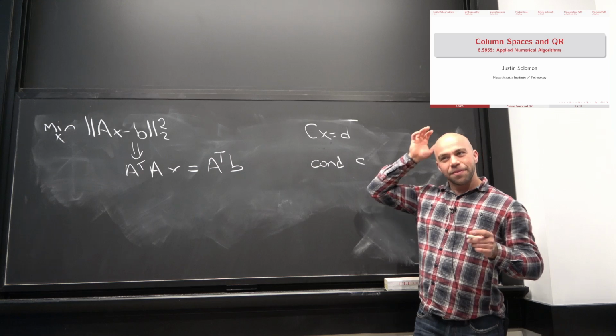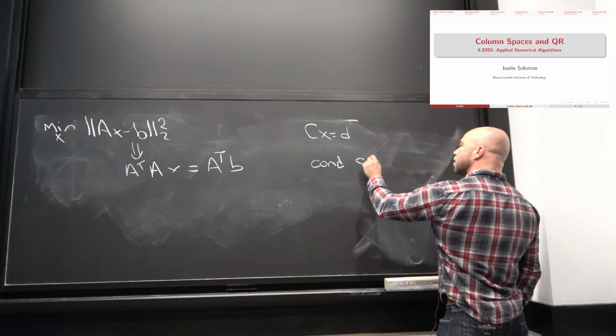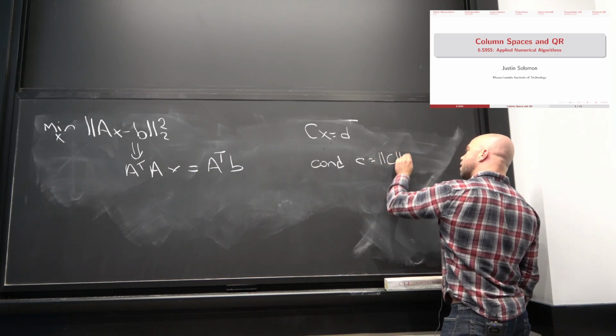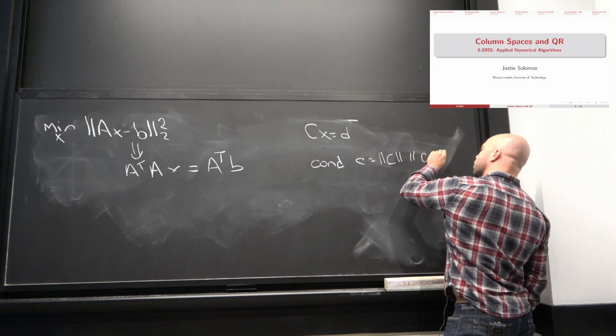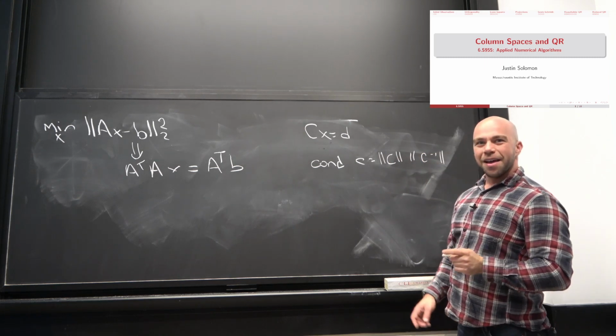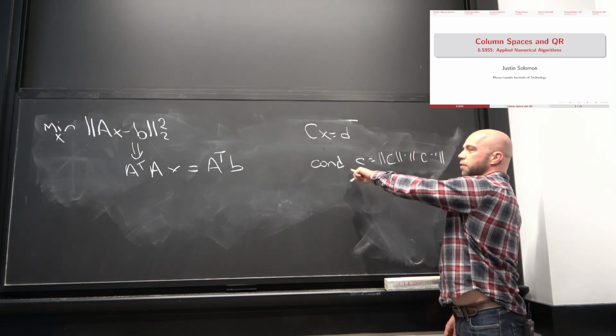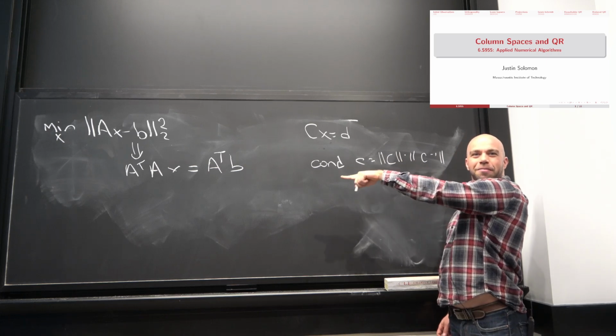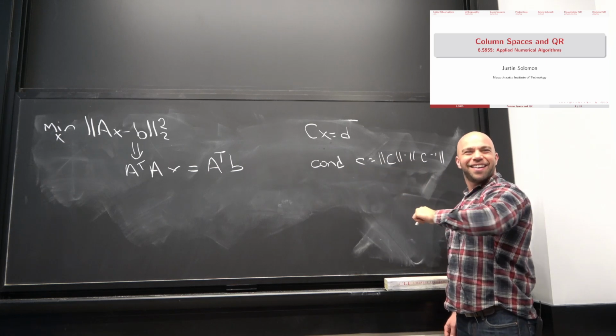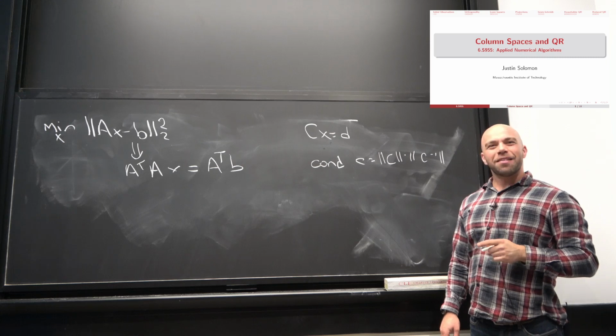Remember this story? In particular, the condition number relative to some norm is the norm of C times the norm of C inverse. And of course, the condition number is relative to a particular norm, so if we leave the subscripts out, then it's just kind of vague. Does our story make sense so far?